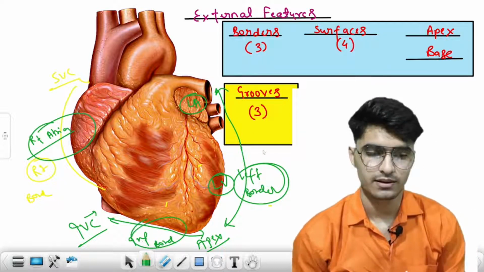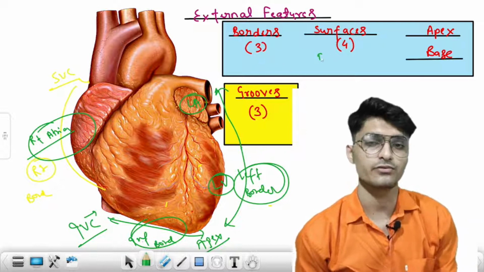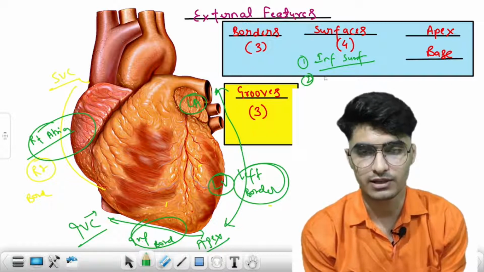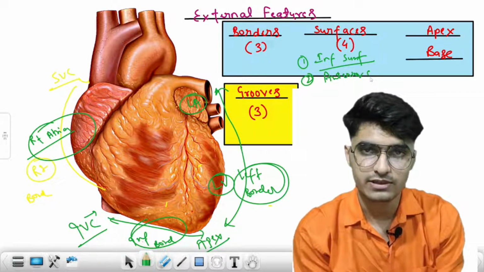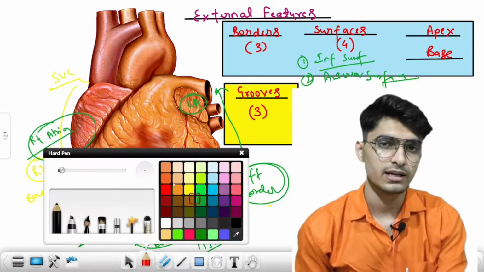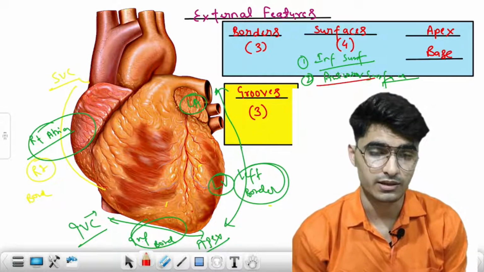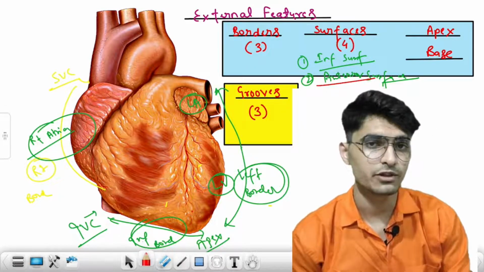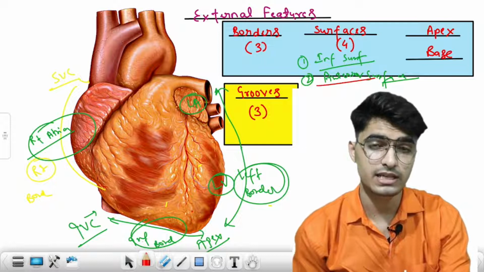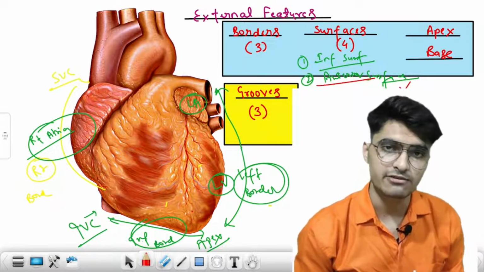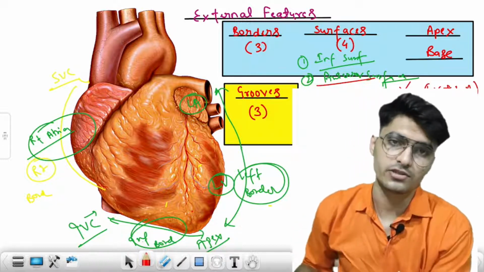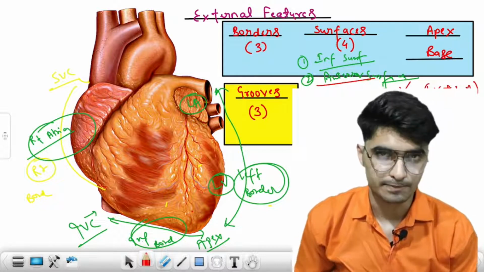And subsequently the surfaces, and we have four surfaces. The inferior surface is formed by 2/3 of the left ventricle and 1/3 of the right ventricle. There is the anterior or sternocostal surface, formed by the right ventricle, about 2/3, and the left ventricle, about 1/3, and apart from that the left auricle and right atrium. Then we have the left surface, formed mainly by the left ventricle and some part of the left auricle, and the right surface formed by the right atrium.